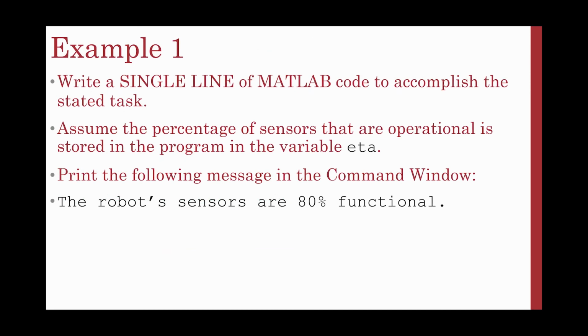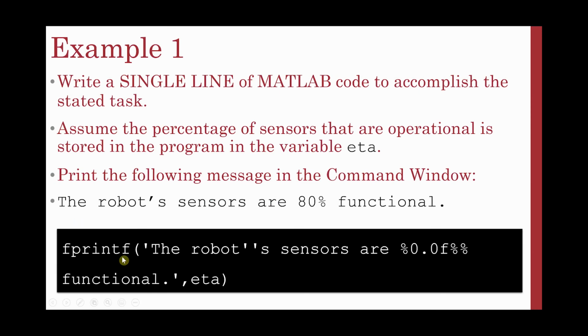So let's work on an example. We need to write a single line of MATLAB code to accomplish a stated task. We want to assume the percentage of sensors that are operational is stored in a program in the variable eta. We want to print the following message to the command window. We want to print the robot's sensors are 80% functional.